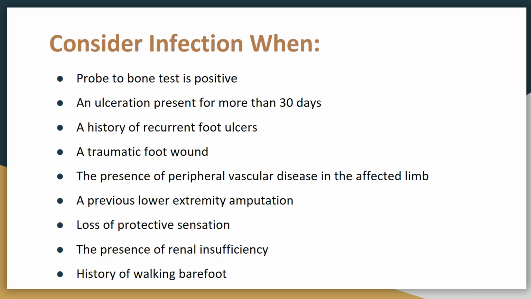These include a wound in which the probe-to-bone test is positive, an ulceration present for more than 30 days, a history of recurring foot ulcers, a traumatic foot wound, the presence of peripheral vascular disease in the affected limb, a previous lower extremity amputation, loss of protective sensation, the presence of renal insufficiency, or a history of walking barefoot.